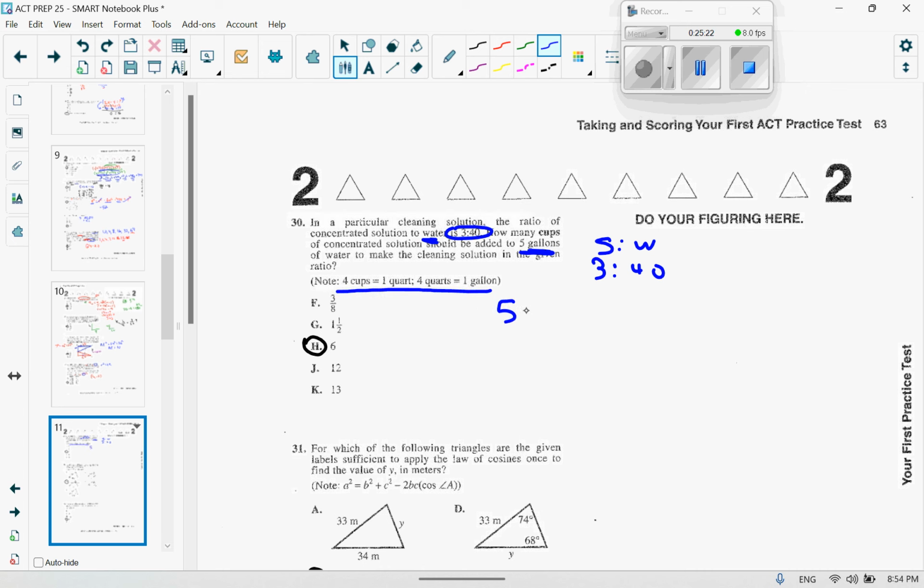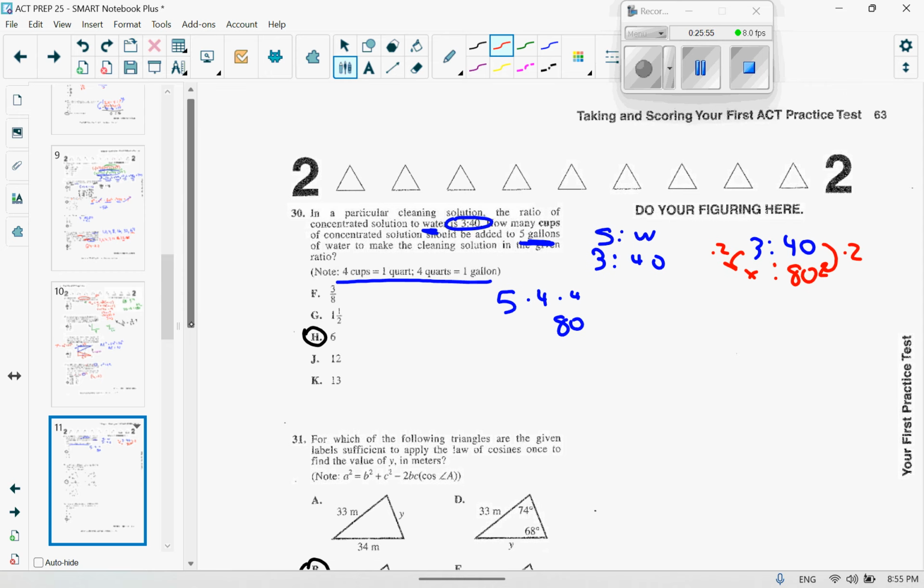So if I have 5 gallons, I can multiply that by 4 to find the number of quarts, and then I can multiply that by 4 to find the number of cups. So I could do 5 times 4 times 4 there. So 5 times 4 is 20, times 4 is 80. So if my ratio has to be 3 to 40, and currently I have 80, well, I can see that this is just a times 2. So I just do 3 times 2 here to find 6.